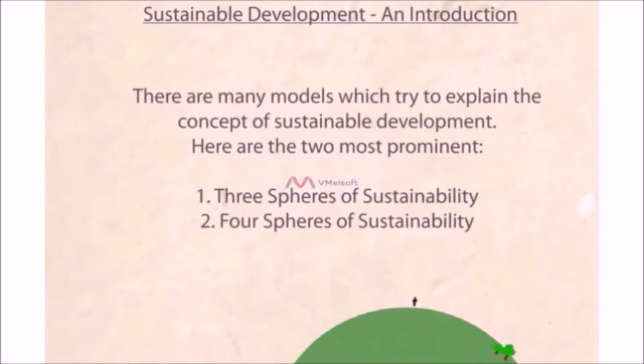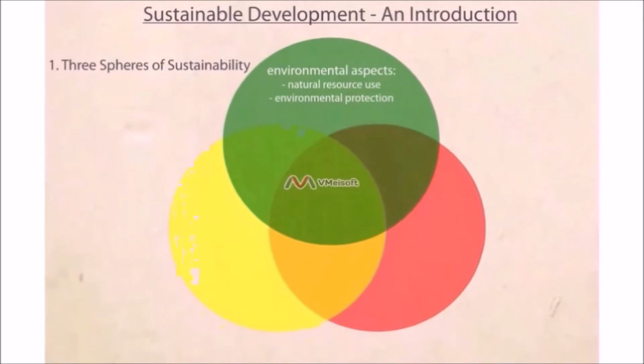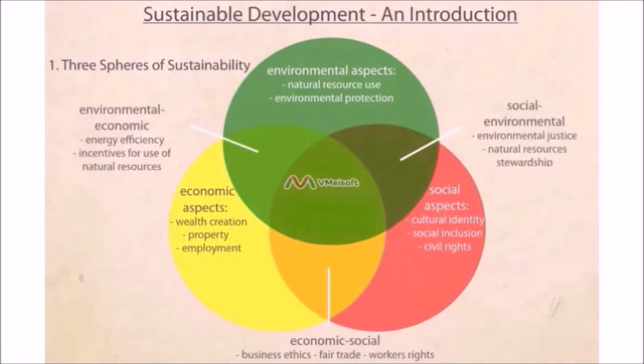Okay, let's now move on to what is sustainable development. There are many definitions for this. Simply, we can define it as economic development that is conducted without depletion of natural resources. There are two main models to explain this concept: three spheres of sustainability and four spheres of sustainability. There are 17 sustainable development goals to transform our world.